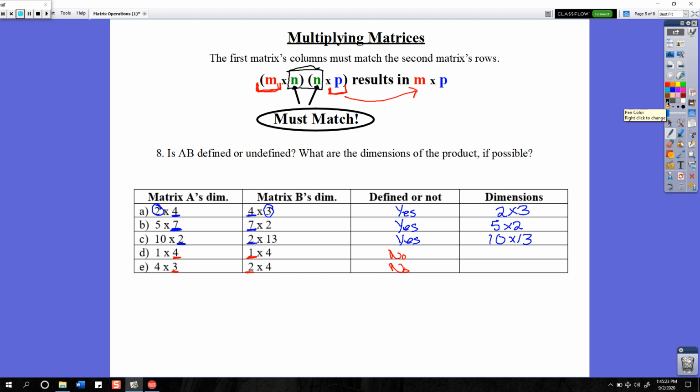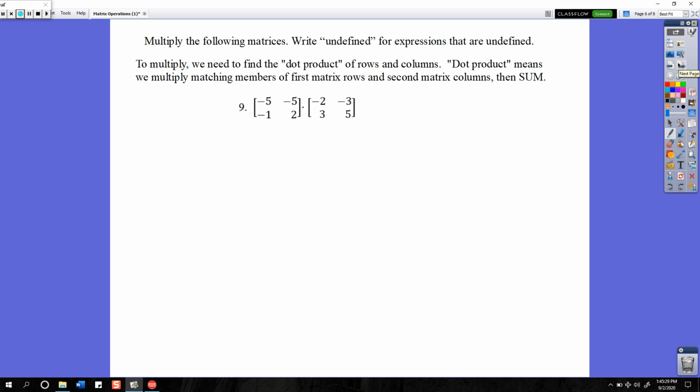Now, let's look at actually multiplying two matrices together. So when we multiply, we need to find something called the dot product of rows and columns. So dot product means we're going to multiply the matching members of the first matrix row and the second matrix columns, and then we add them together. So what that looks like, I feel like it's more helpful when we actually kind of write it out. So for this problem, I'm going to write out all the steps, okay? So I'm going to take the first row, and I'm going to multiply it by the first column.